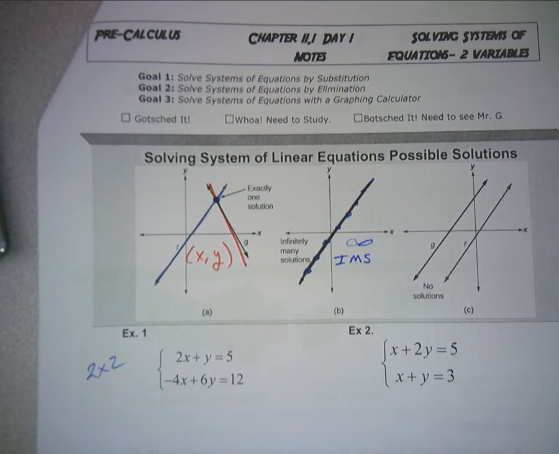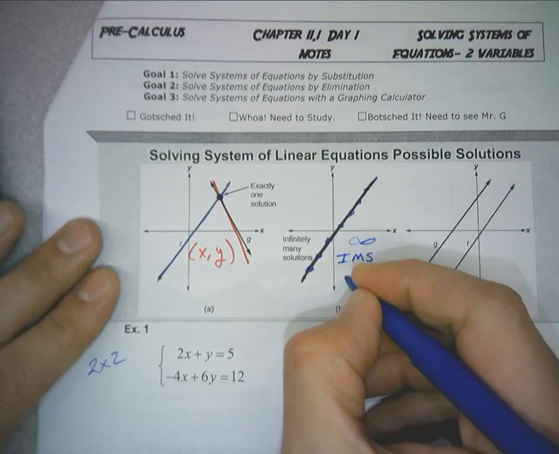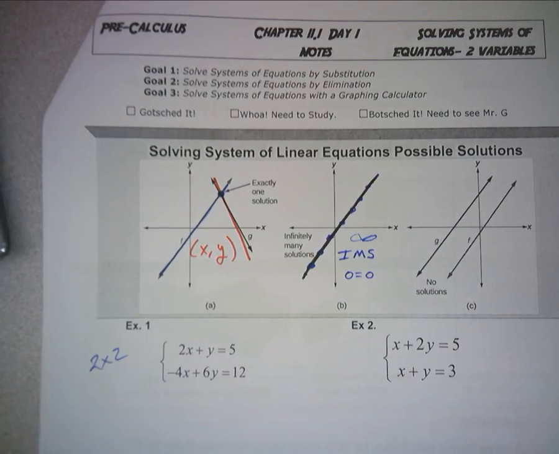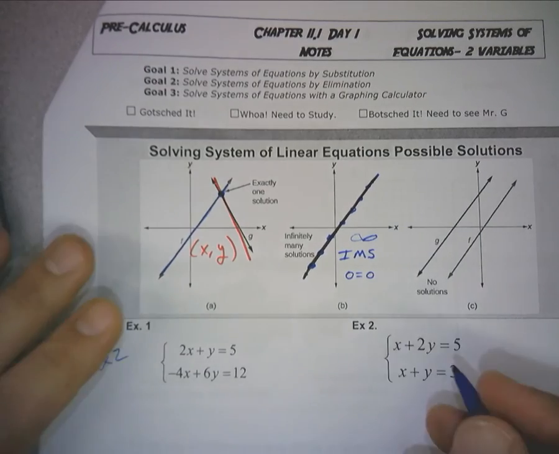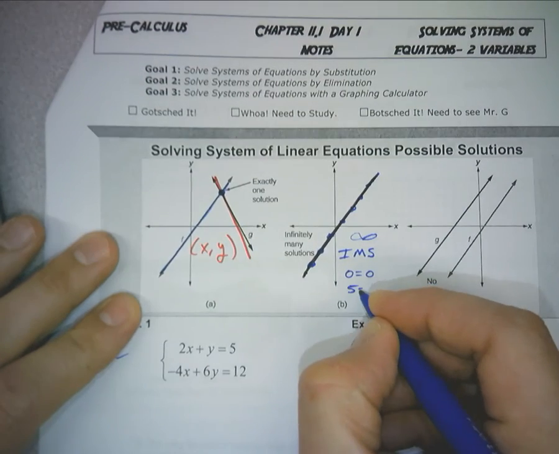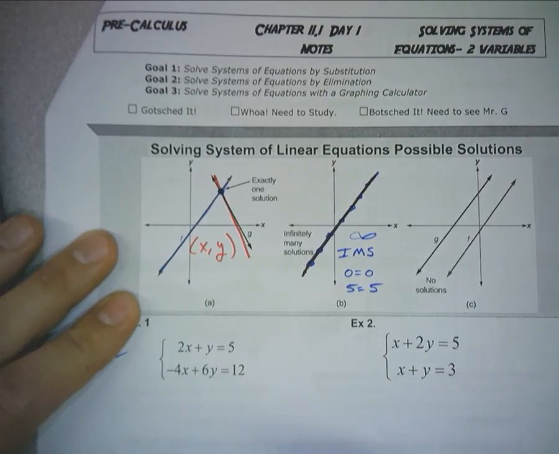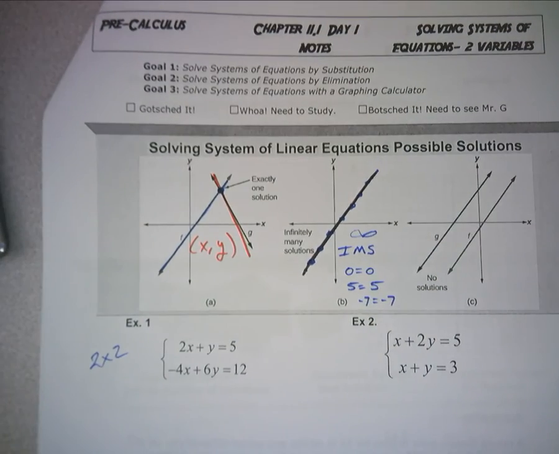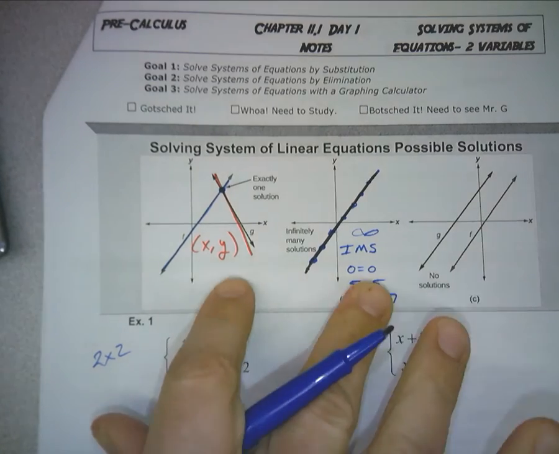Okay, if you're solving this thing algebraically, whether you're using substitution or elimination, you might get all your variables cancel out and you'll get 0 equals 0. Or you might get, in substitution, something like 5 equals 5, or you might get -7 equals -7. Whatever happens, all your variables cancel out and you have a true statement, then you know that you have an infinite many solution answer. Okay? So those are your 2 consistent systems.